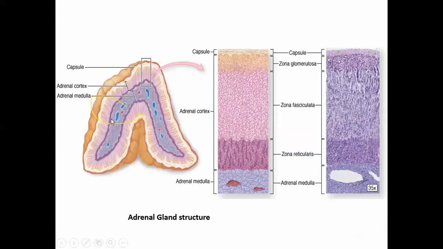Again, these are the schematic diagrams showing the anatomical regions of the adrenal gland, that is the capsule, the cortex region, and the medulla region. This one shows the histological section taken from this place, showing different regions, including the capsule, the zona glomerulosa, zona fasciculata, and zona reticularis, and also the adrenal medulla.